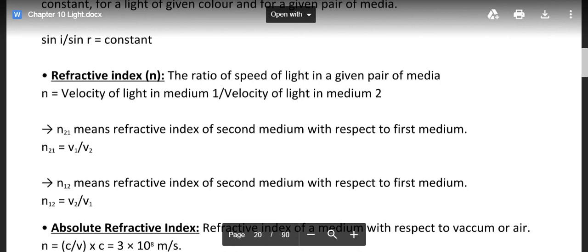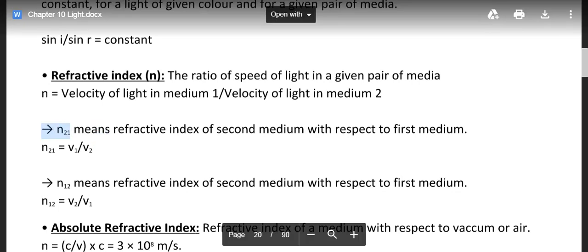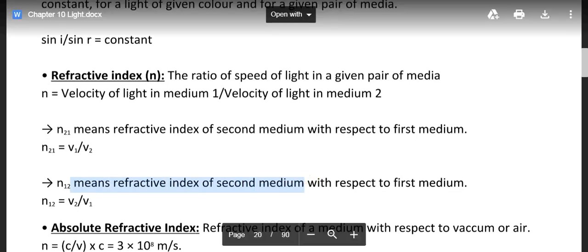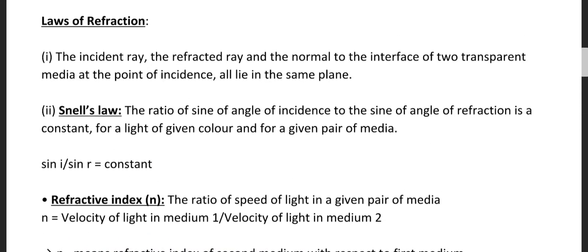Now, the other thing is refractive index and absolute refractive index. Refractive index means the ratio of speed of light in a given pair of media. That means what will be the ratio of the speed of light when a light travels from rarer to denser, denser to rarer medium. So n to 1, when we are going to write it like this, n to 1, that means the refractive index of second medium with respect to first medium, and we are going to write n12, that means refractive index of second medium with respect to first medium. They both are not same. By mistake I have written here, right? So that means refractive index of first with respect to second. Don't worry, I will change it.